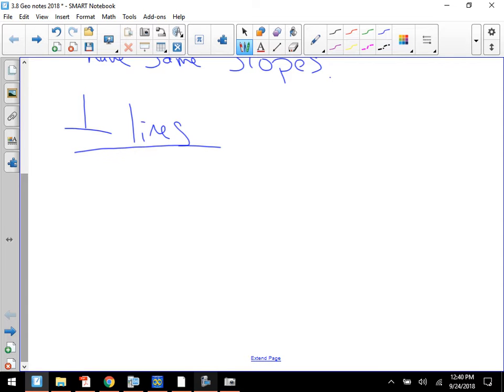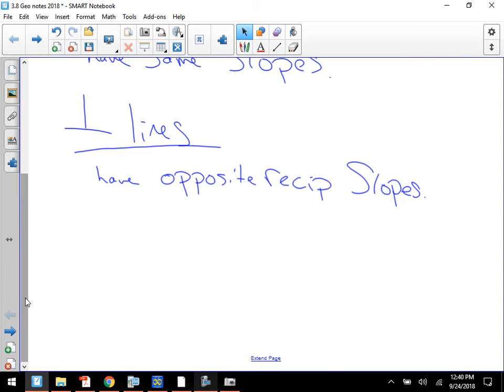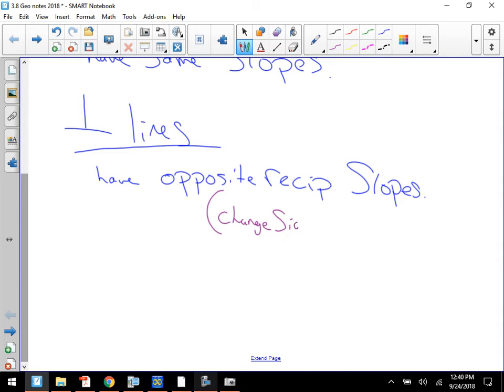here in a minute. They're called opposite reciprocal slopes. When you're talking about this idea of an opposite reciprocal, change the sign, flip the fraction. That's what that meant. Opposite just being the opposite sign, the other sign. Flipping the fraction just being reciprocal. Change sign, flip fraction.